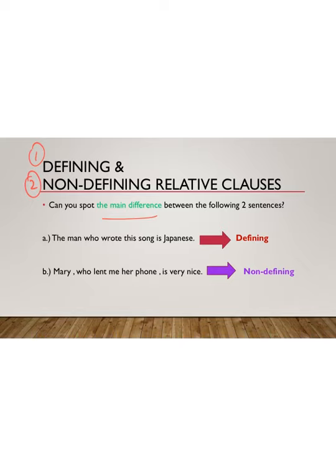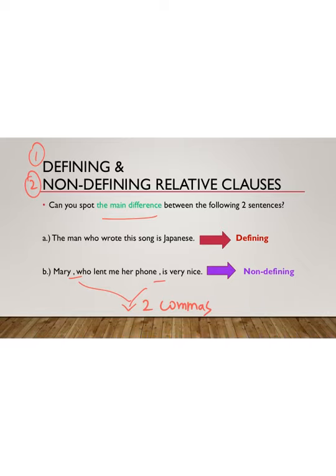The first one: the man who wrote this song is Japanese. And then the second one: Mary, comma, who lent me her phone, comma, is very nice. Can't you spot that? Do you notice that in sentence B, we have got two commas? Please get to know the names of these two sentences.